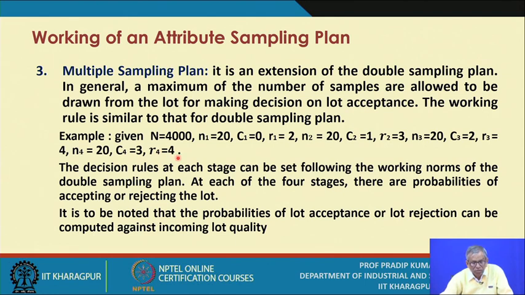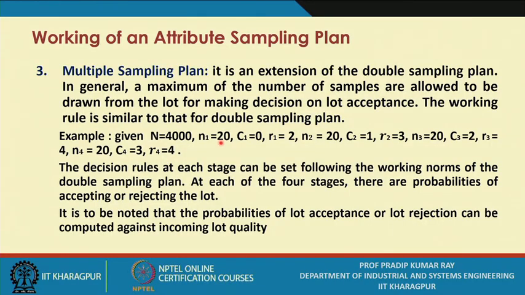So how do you explain the working of such a sampling plan? From the lot of size 4000, first you draw a sample of size 20, and then you check the number of non-conforming in the first sample. If it is 0, you are going to accept the lot.